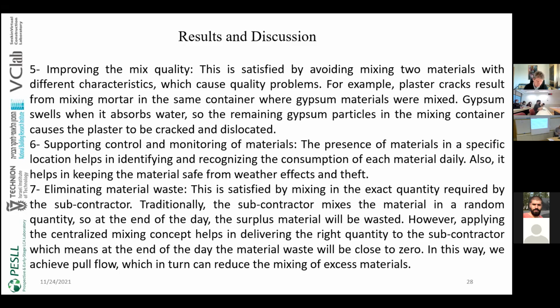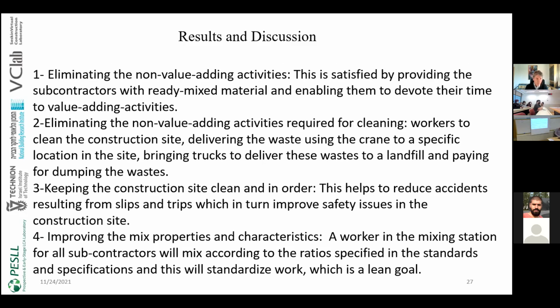Yeah, now I think the point number 4, which is improving the properties and characteristics, because generally the workers mix in a random way. They don't care about the standards and ratios. How should he, for example, mix water with cement? They put the water in a random way. But if there is a third party, a worker related to the general contractor, who mixes for all the subcontractors according to specific ratios, I think this will improve the properties and characteristics.